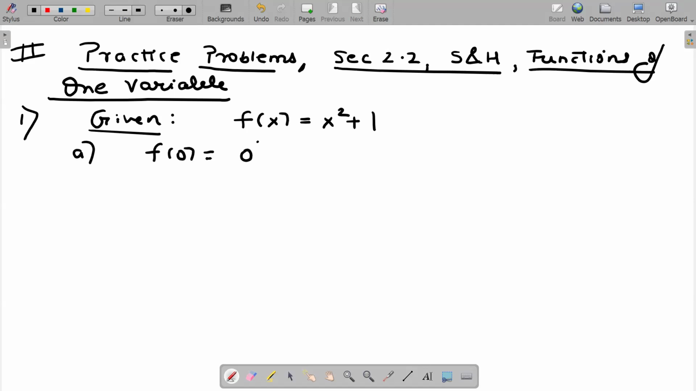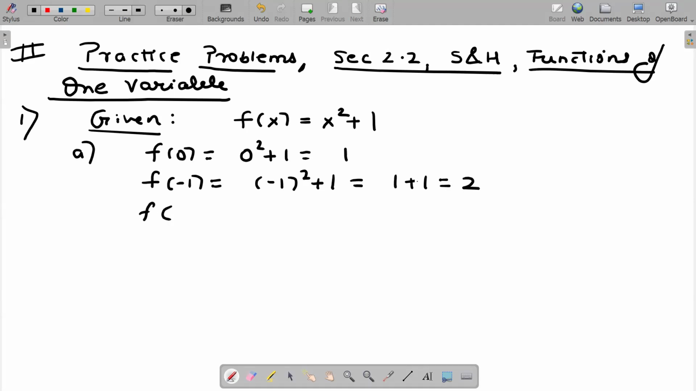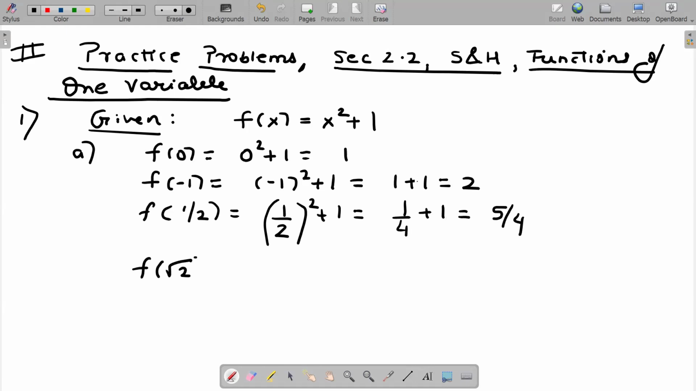F of 0 will be 0 square plus 1, which is 1. Then f of minus 1 will be minus 1 square plus 1. Minus 1 square is 1 only. 1 plus 1 is 2. Then the next part asks us to find f of half. It's going to be half square plus 1, which is 1/4 plus 1, which is 5/4. And then f of square root of 2 will be square root of 2 square plus 1, which is 2 plus 1, which is 3. Okay, so these are my answers to part A.